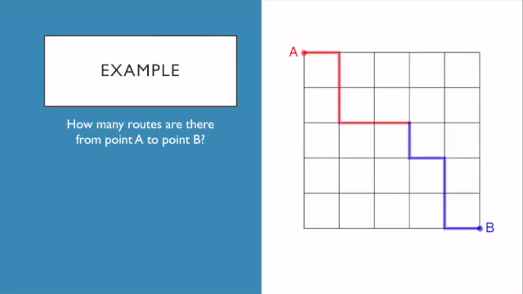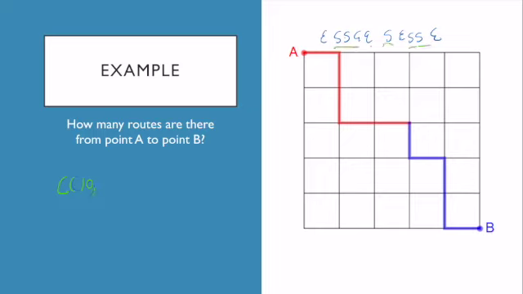So let's look at an example. How many routes are there from A to B? So this is east, south, south, east, east, south, east, south, south, east. So this is a string of 1, 2, 3, 4, 5, 6, 7, 8, 9, 10. So this is going to be 10. Oh, you can't see the blue very well, can you? This is going to be 10.